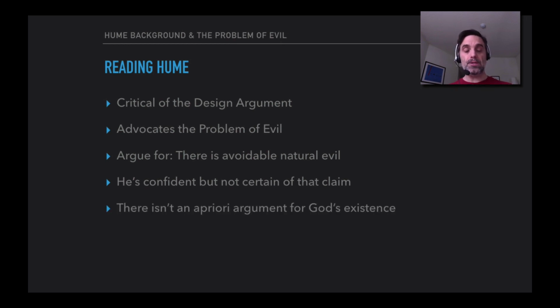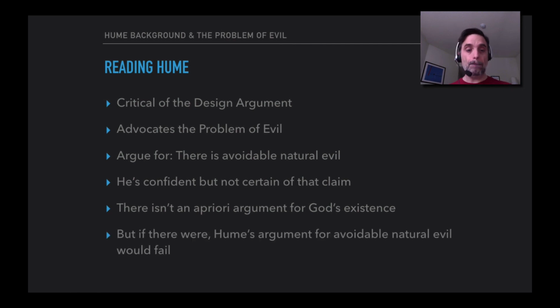So there is not an a priori argument for God's existence, according to Hume, but if there were, Hume's argument for avoidable natural evil would fail, and he points that out a couple of times. And that's marked in the version of the text that I have uploaded.